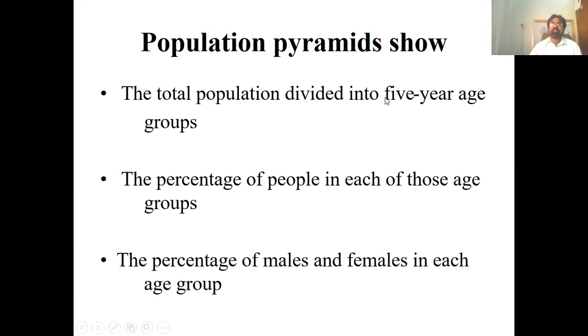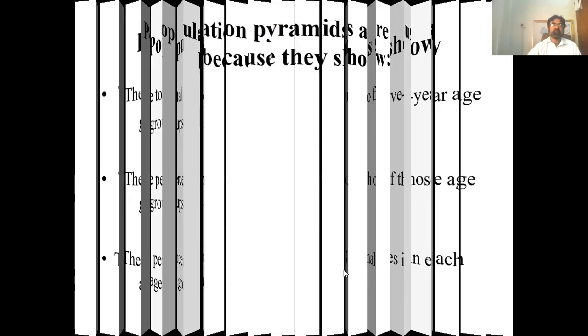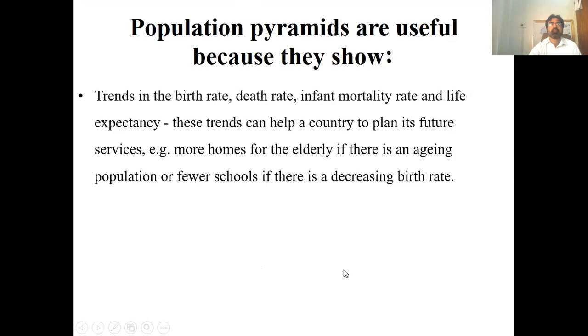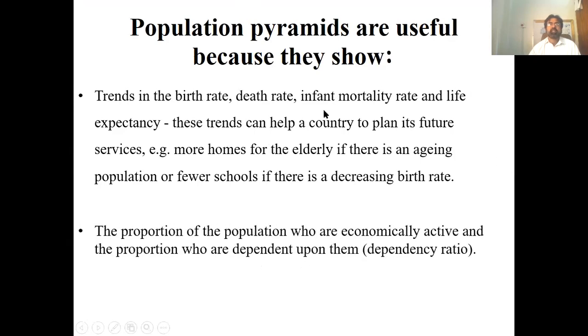The total population is divided into 5-year age groups, the percentage of people in each of those groups, and the percentage of males and females in each group. Trends in the birth rate, death rate, infant mortality rate, and life expectancy can help a country to plan its future services. For example, more homes for the elderly if there is an aging population, or fewer schools if there is a decreasing birth rate. That is self-explanatory.